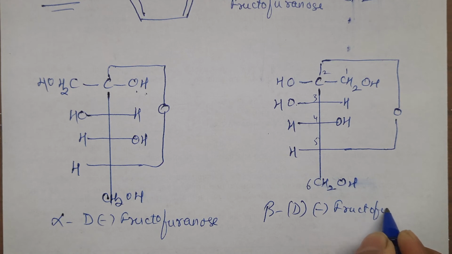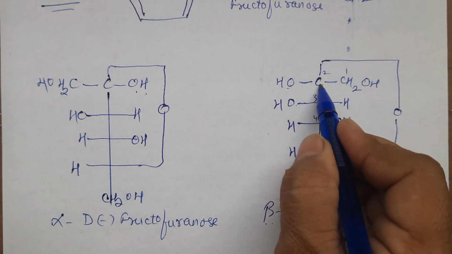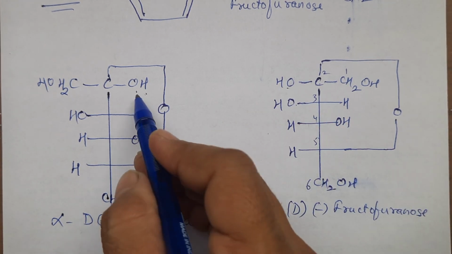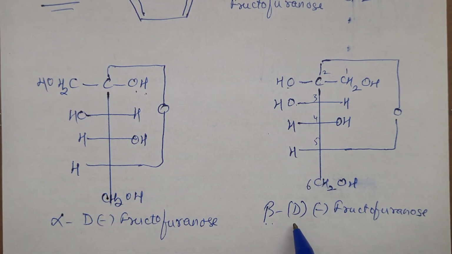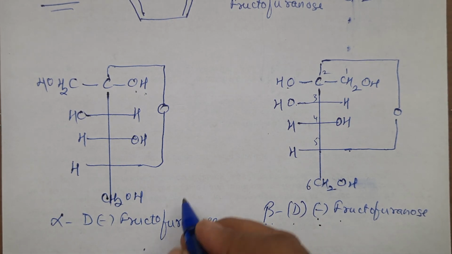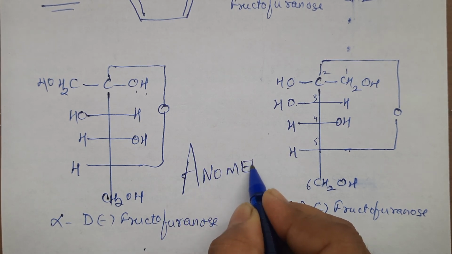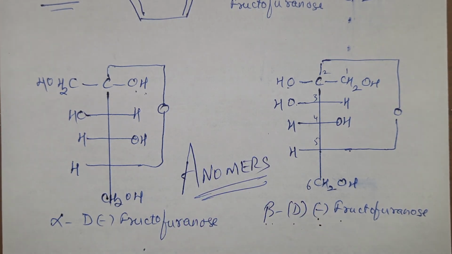fructofuranose. Now each term has a significance, children. Just see. Beta means OH on the second carbon atom, OH on the left hand side. If it is on the right, it is alpha. D means on the fifth carbon atom, OH on the right, which is actually fused as a ring now. Minus because it is levorotatory. Fructofuranose. Both these alpha and beta are also called anomers, which I already told you in the previous video also. These are called anomers.